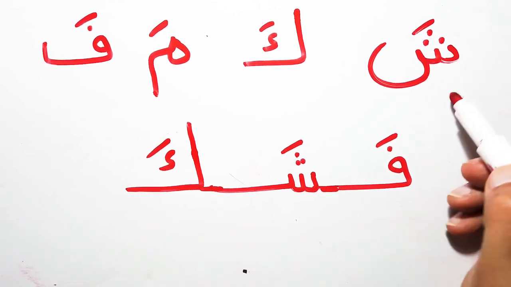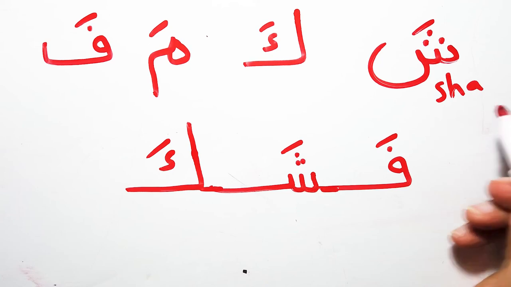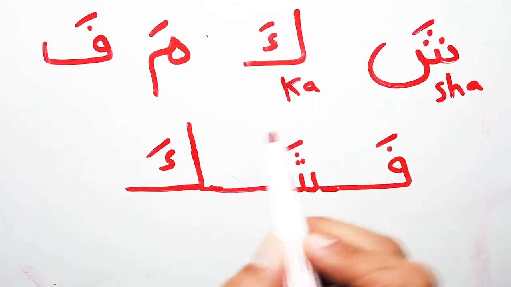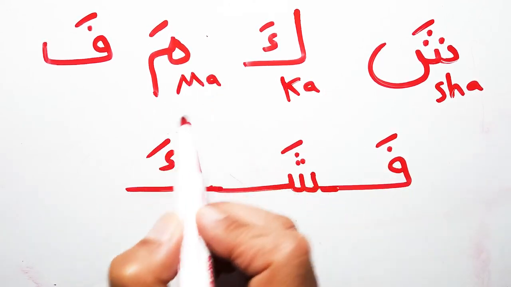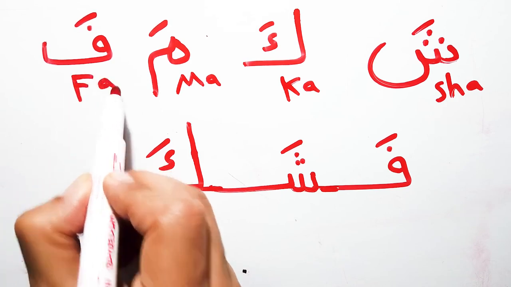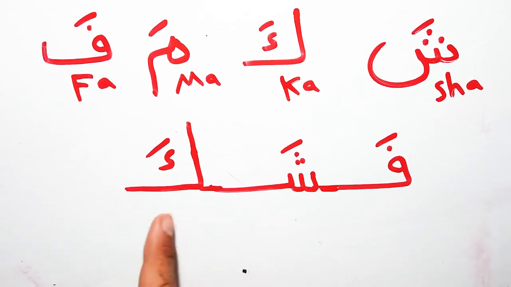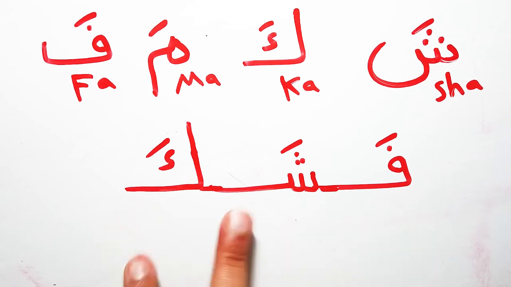Let's write here for you to not forget. I have sha, ka, ma, fa. So I have here fashaka. Let's make something mad. Let's invert some letters.